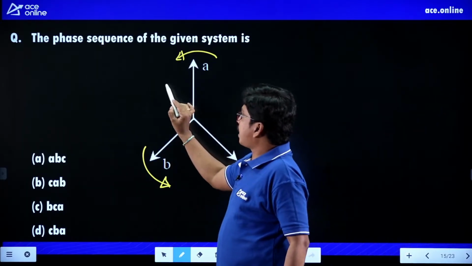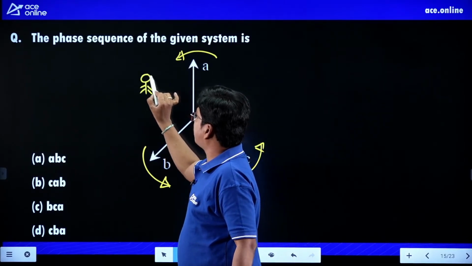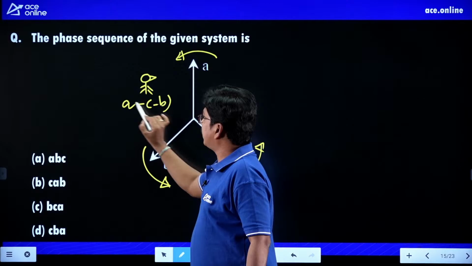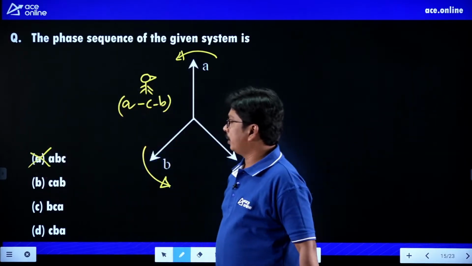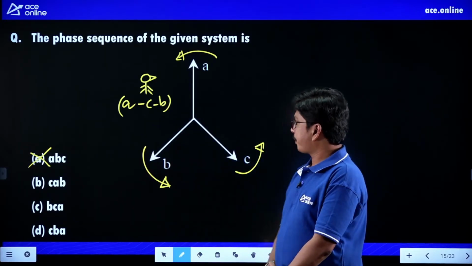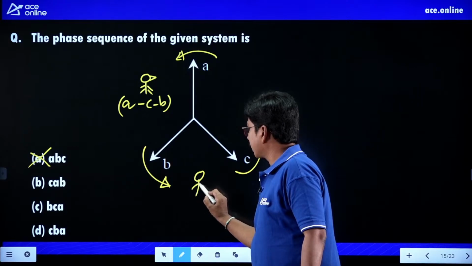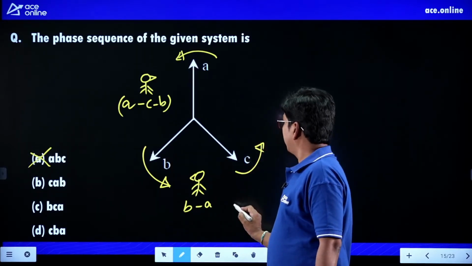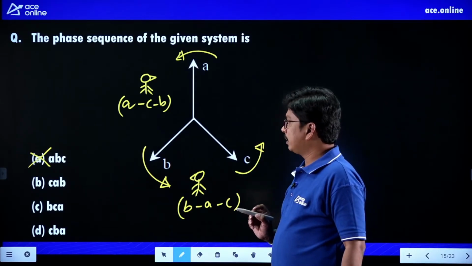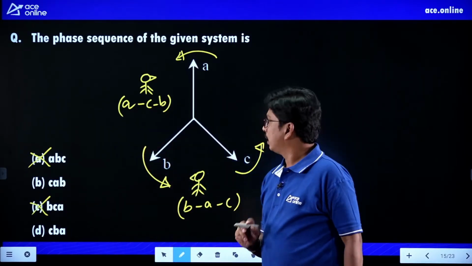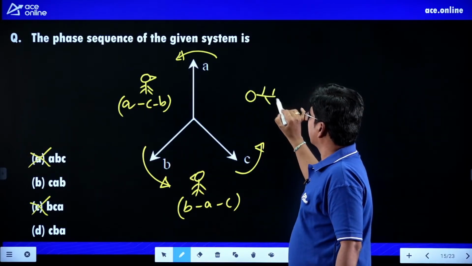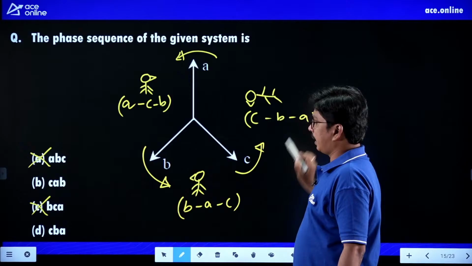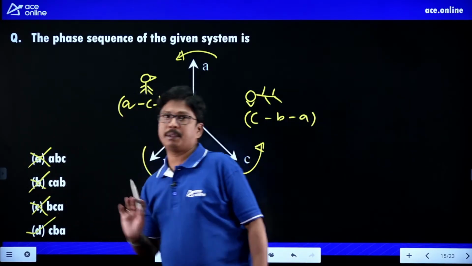Now, if you start at point A, the person is looking in this direction: A phase, then C phase, then B phase. So it's not ACB. ABC is given, so ACB we have to get. Suppose the starting point is B, the person is looking here, then you get B, then A, then C: BAC. But it is given BCA, no. Next, the person is standing here, he will get C vector first, then B vector, then A vector: CBA. So it is CBA, it's not CAB.